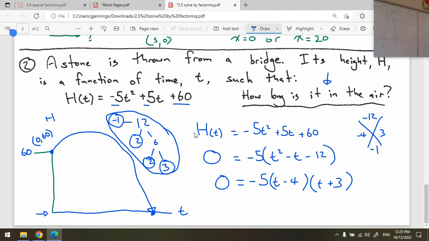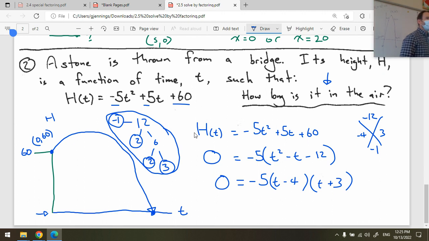Bennett, you just said it. Yes. Four is the answer. And then over here, what value of t would make that zero? Negative 3. What does that mean, negative 3 seconds?